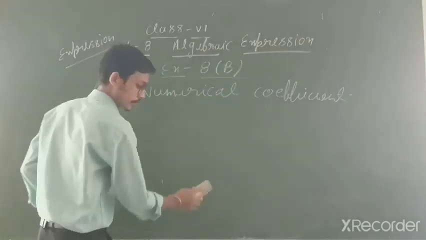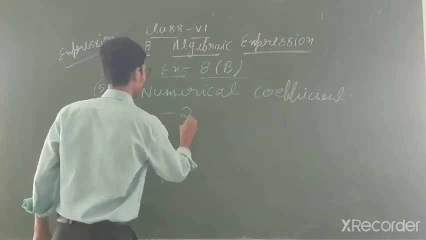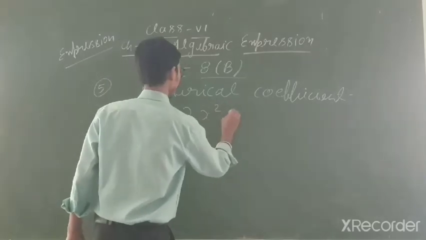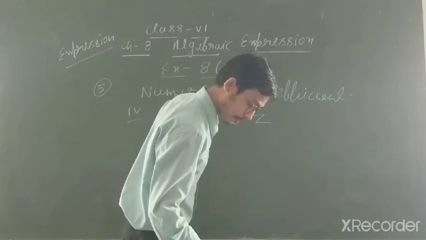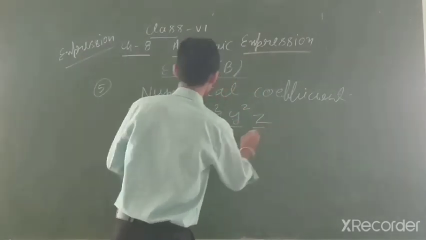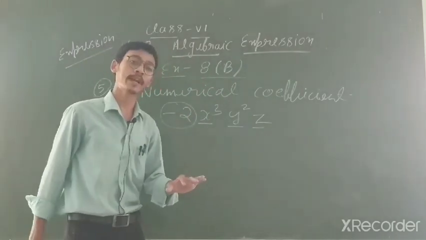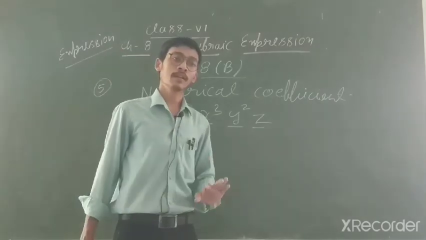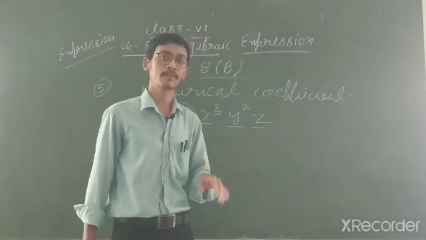Now come to the next. Last example I am going to take. It is given like minus 2 x to the power 3 y square z. Clear student? You have to write down the numerical coefficient. Up here you can see this is a variable, this is a variable, this is a variable. Only 2 is given, and remember if a plus sign is given, there is no need of writing. But if a minus sign is given, you have to write it down, because plus is understood. Clear? If nothing is given, or a plus sign is given, you know that. But if minus is given, you will never leave it. You have to write it down.